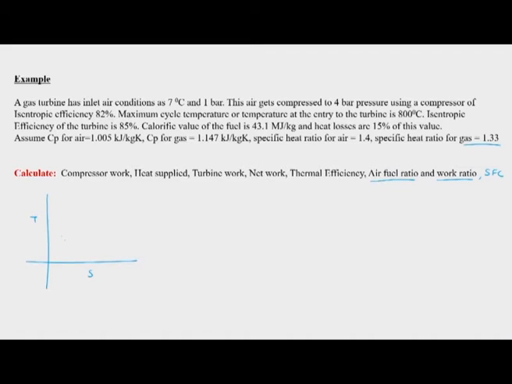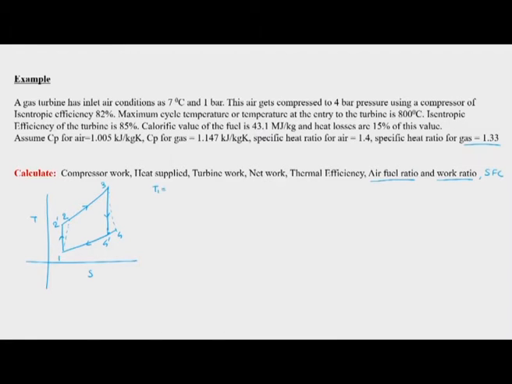This is T, this is S. One to 2 dash, then 2, then 3, then 4 dash, and then 4. So, this is how our cycle is going. Now, what is given to us?